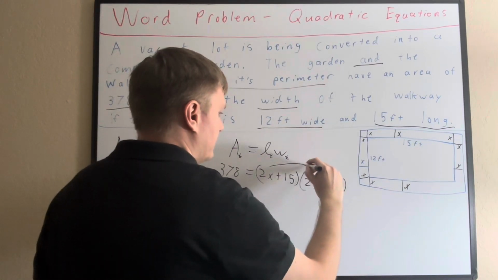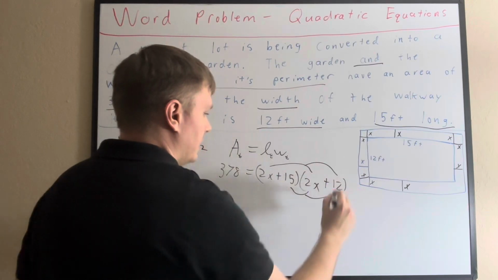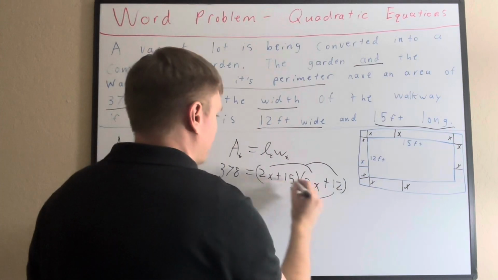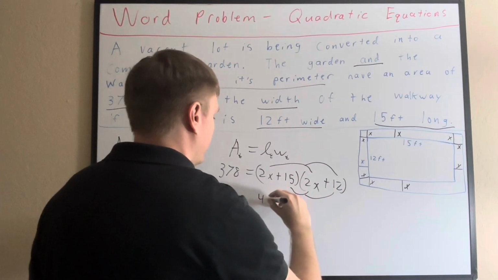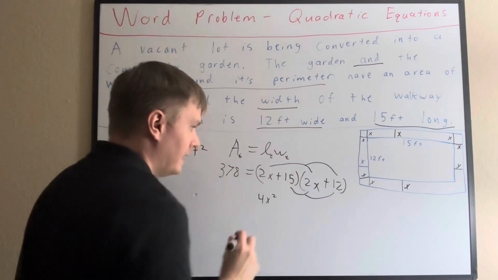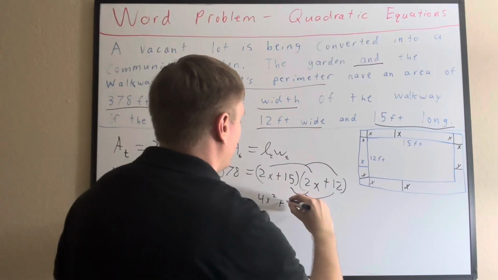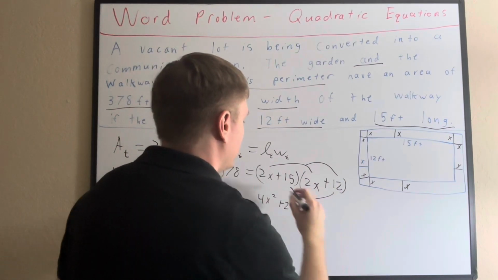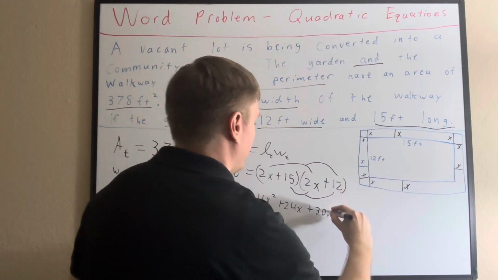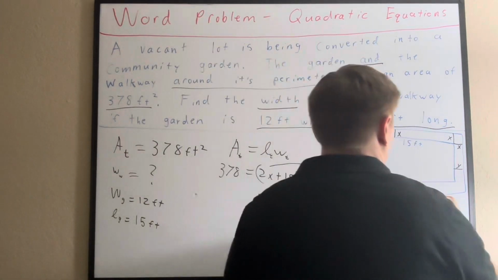So 2x times 2x, 2x times 12, 15 times 2x, 15 times 12. First, outside, inside, last numbers. FOIL method, right? So 2x times 2x, 4x squared. There's our x squared, so I'm looking quadratic. 2x times 12, 24x. 15 times 2x, 30x. 15 times 12, okay. I don't know that.